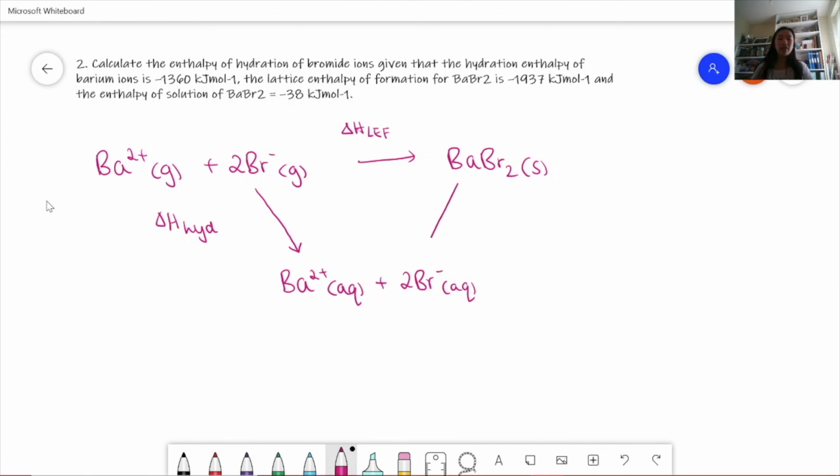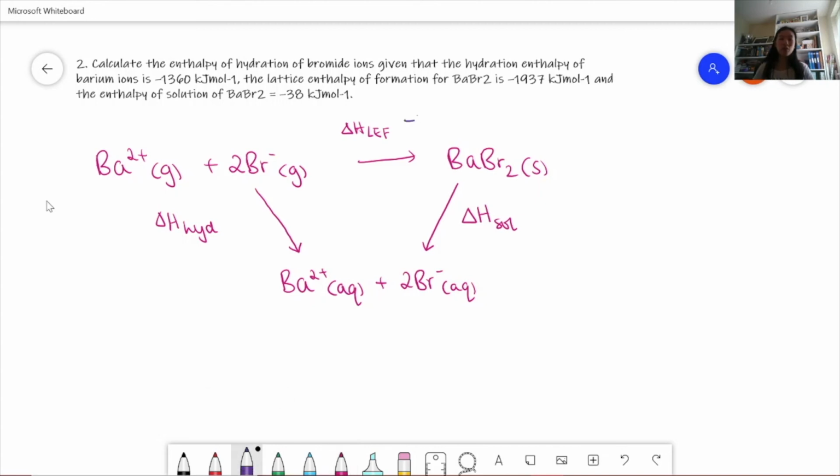And then to get from the barium bromide to these aqueous ions, we're basically getting the delta H of solution of this solid ionic compound, because we're adding enough water to it to separate the ions enough so that they all become separate. And so now we can put in the numbers.